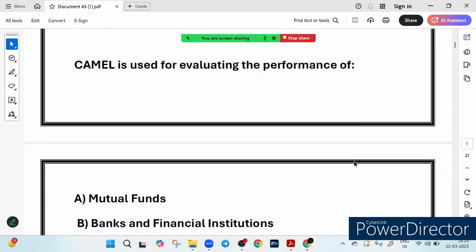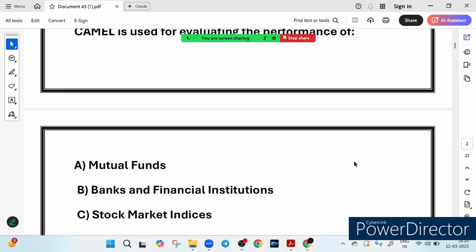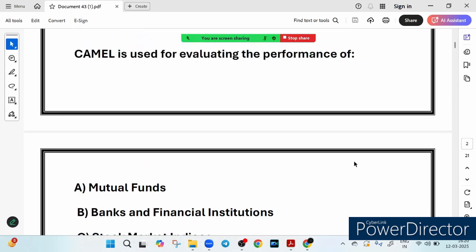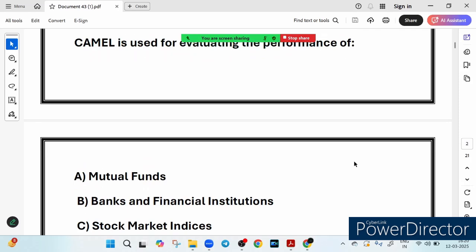Now the second question is, CAMEL is used for evaluating the performance of, right? You might have heard about this CAMEL. This is an acronym, right? So friends, option A suggests mutual fund, option B bank and financial institution, then stock market, insurance company. So, do you know what is the correct answer?